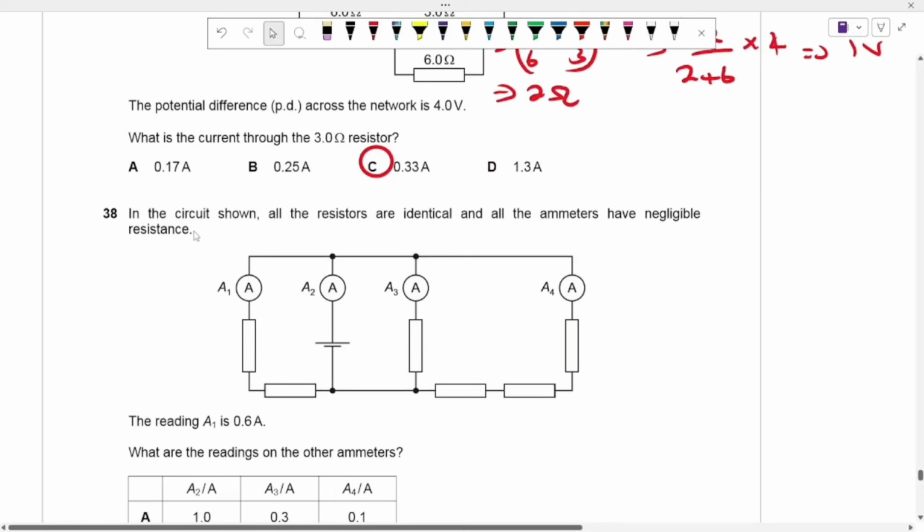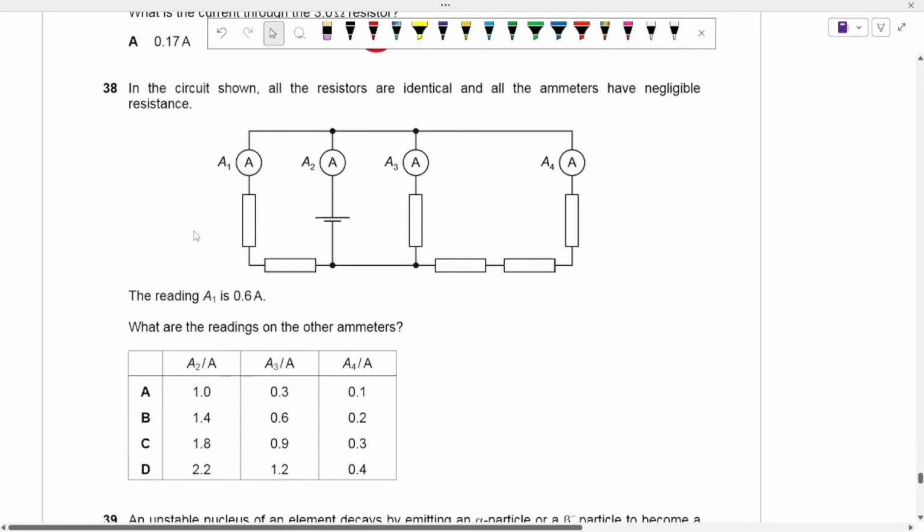In the circuit shown, all the resistors are identical and all the ammeters have negligible resistance. The reading A1 is 0.6 amps. What are the readings on the other ammeters that are present? Okay.